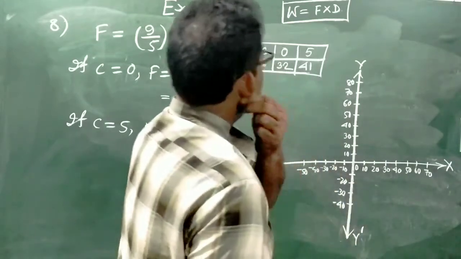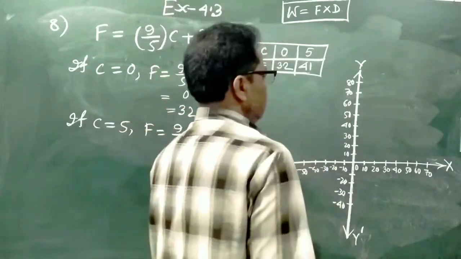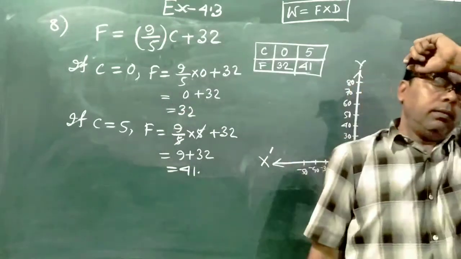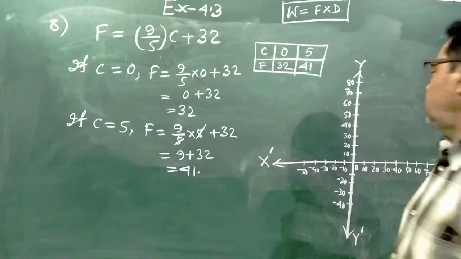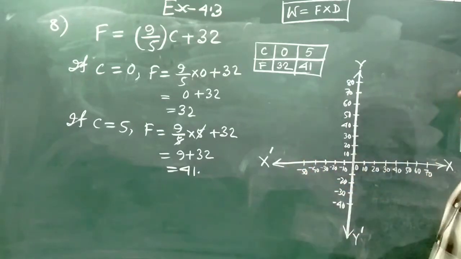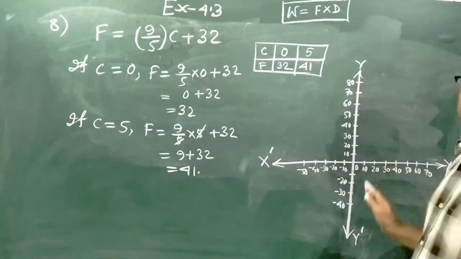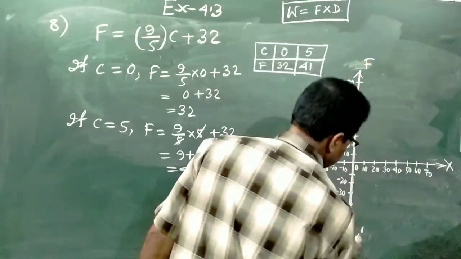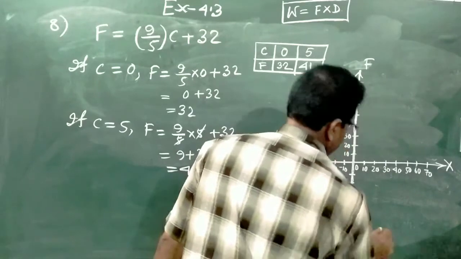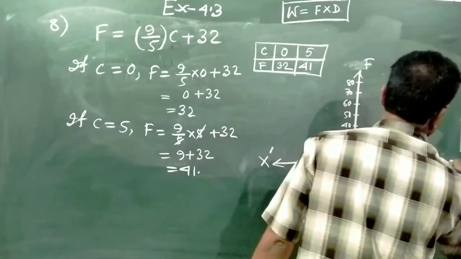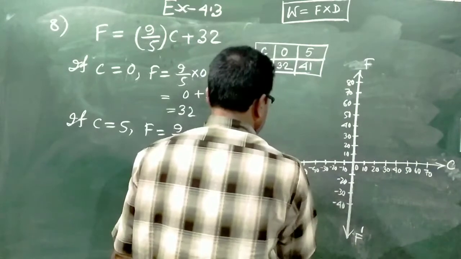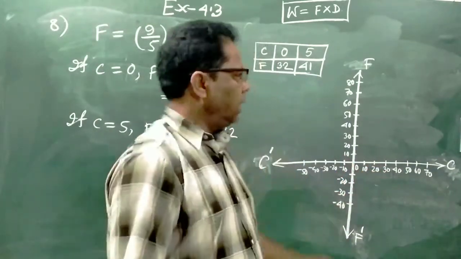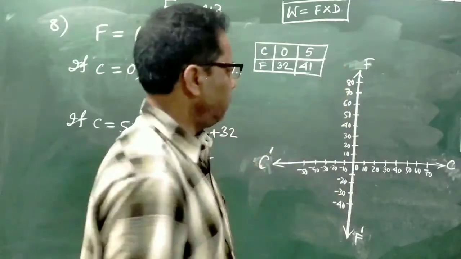Now we will start plotting. The question says to take the x-axis as the Celsius scale, so this can be taken as C dash. And use the y-axis as Fahrenheit, so this one can be taken as F dash. And this is the Celsius scale C. It is given in the question: use x-axis as Celsius and use y-axis as Fahrenheit scale.